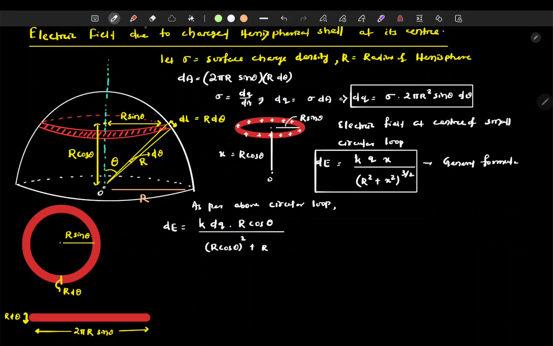Sorry, radius is your r sin theta. Radius square, radius is r sin theta. So (r sin theta) whole square plus (x value is r cos theta) whole square, then power 3/2. I hope it is clear to all of you.